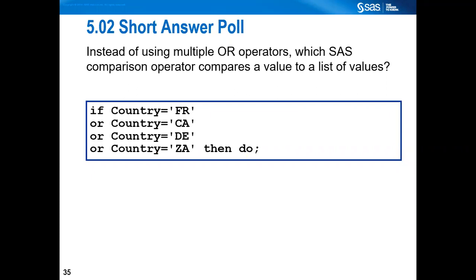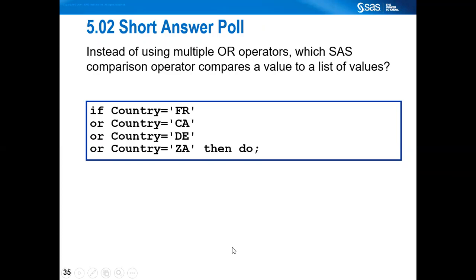Okay. So if you understood this, instead of using all these OR operators, which SAS comparison operator compares a value to a list of values? So again, instead of writing OR and repeating the statement, what is an alternative which can replace this OR? Very simple. You have multiple same values. It's a list of values for a single column. I'm giving you a hint. In quotation marks, we have to, correct. So you can use FR, comma, in CA, comma. The IN operator. Correct.